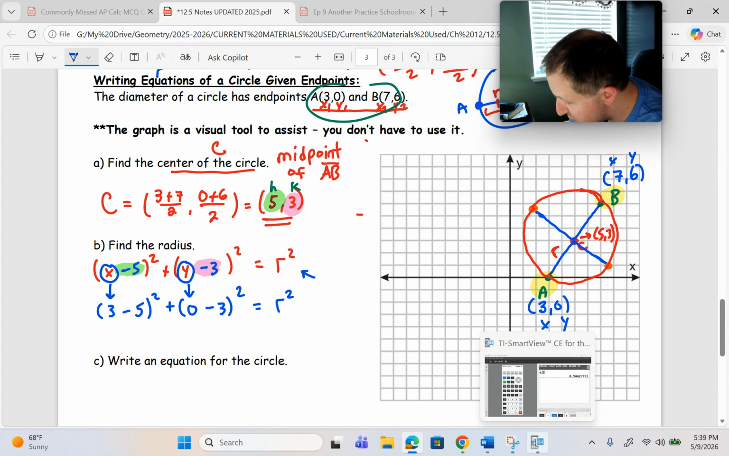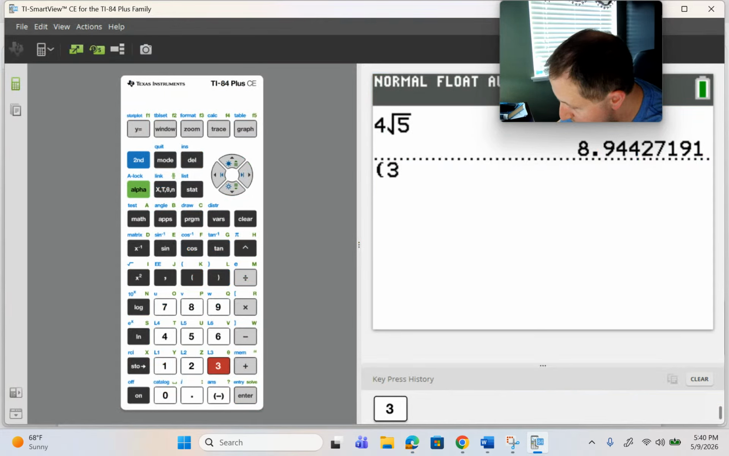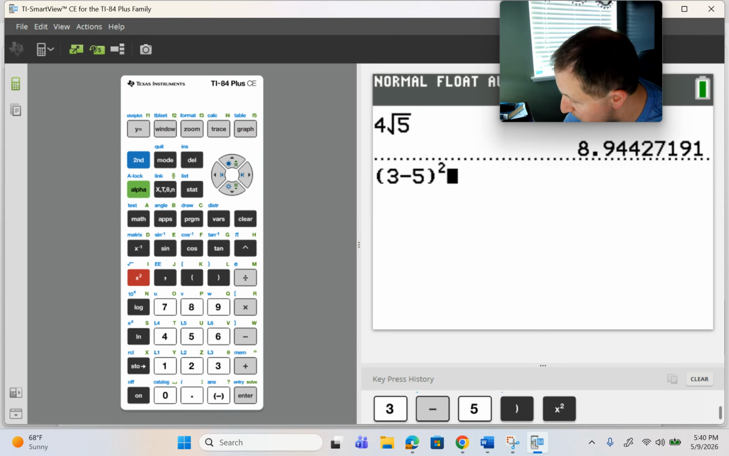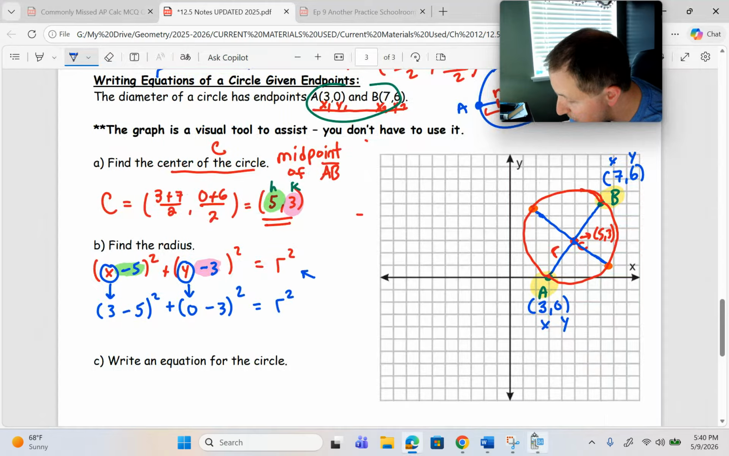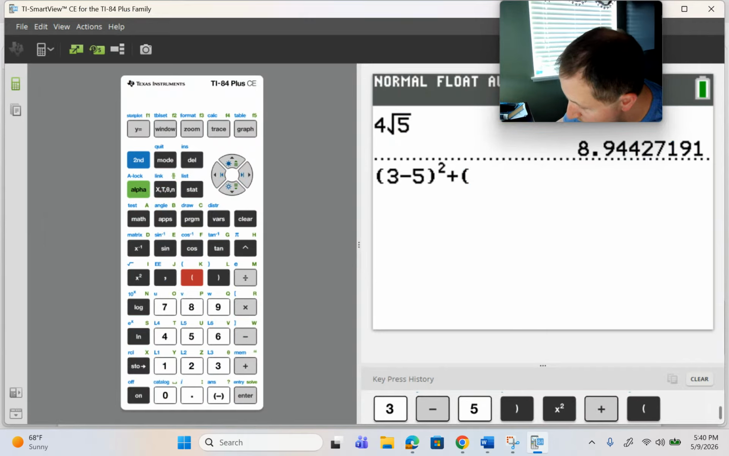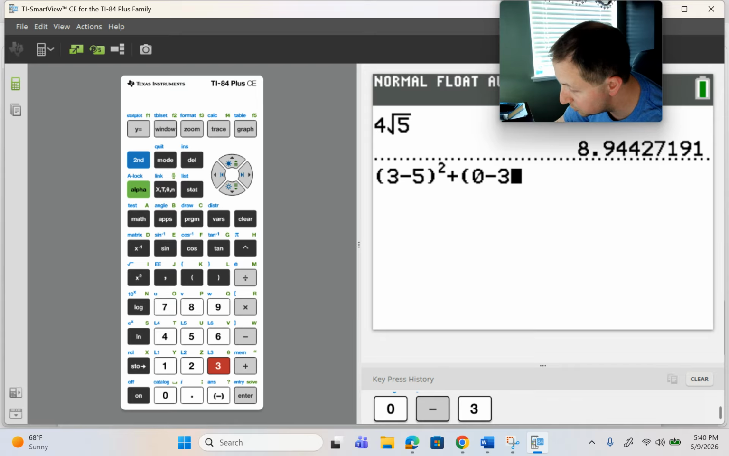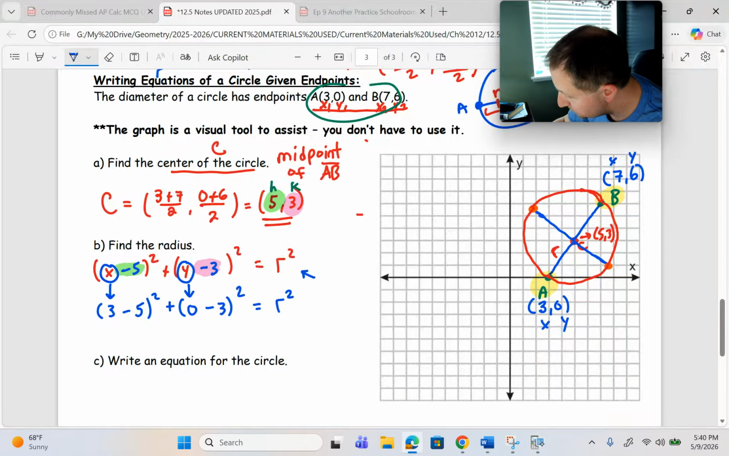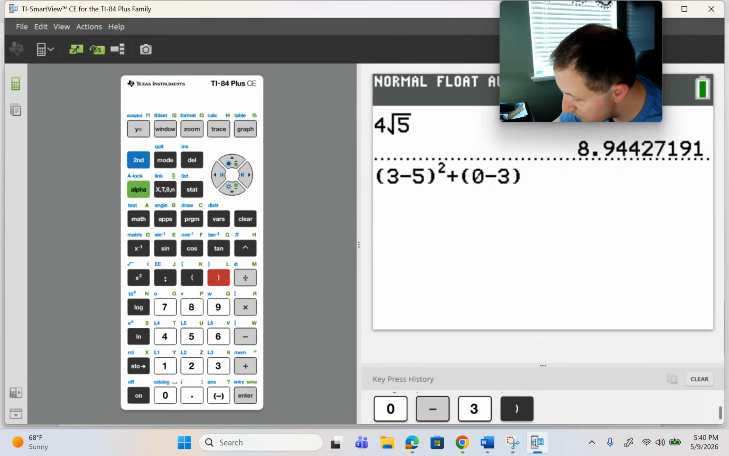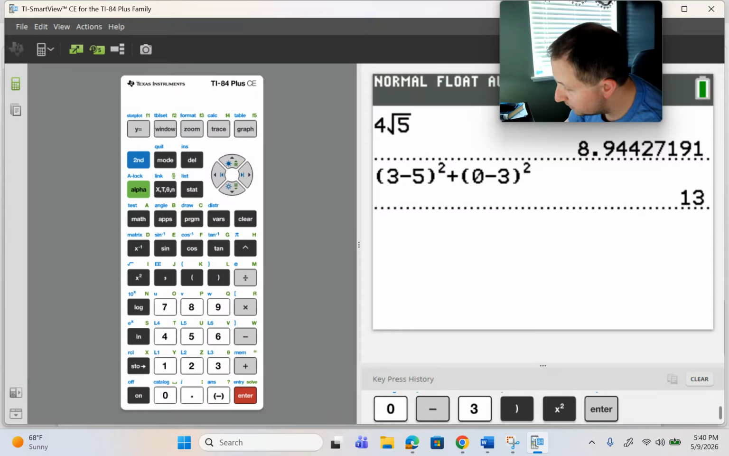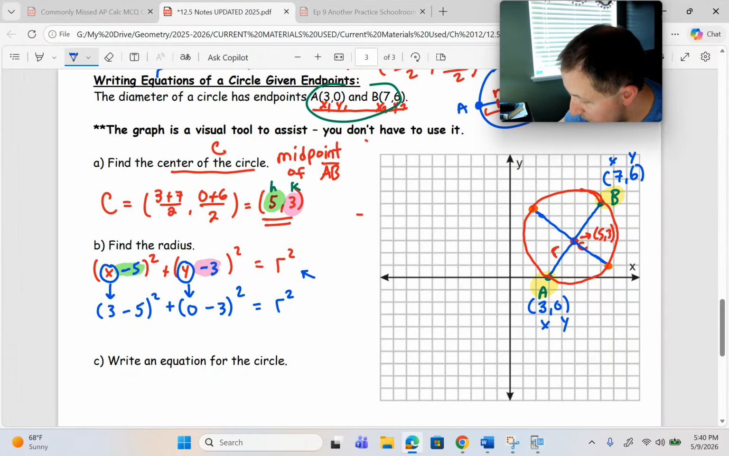So we got 3 minus 5 squared. I'm going to open parenthesis, 3 minus 5, close parenthesis, hit the x squared button, plus, open parenthesis again, so I'm typing it just like I'm writing it, 0 minus 3. Remember, the minus sign, the subtraction is the right column. You don't want to use the negative sign in the bottom row. This one in the right column is reserved for subtraction. 0 minus 3, close parenthesis, squared. Looks like we've got 13. Perfect. So there's our r squared, would be 13.